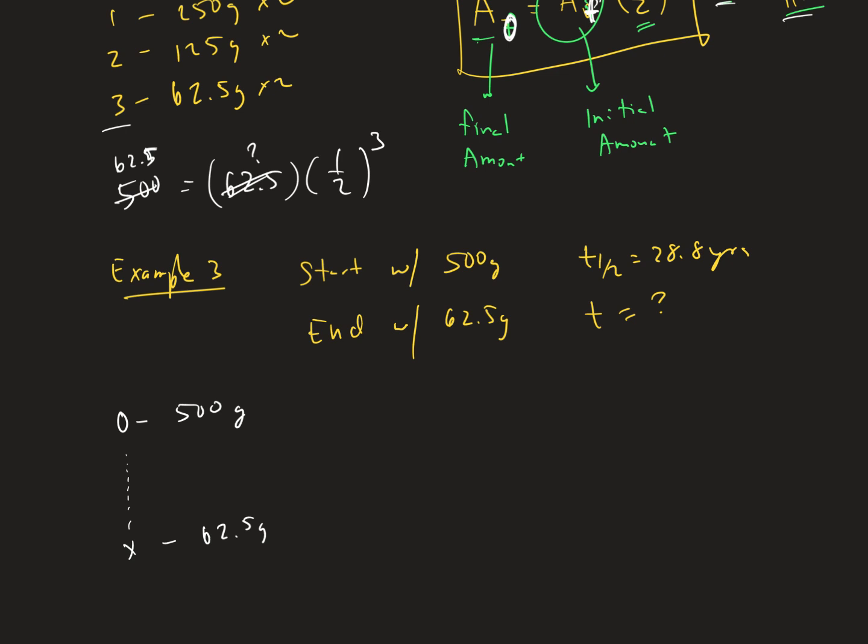How are we going to figure out what this number is? Once we have that number, we can know how long, right? Because each half-life is 28.8 years. If it's 5, we multiply the 28.8 by 5. If it's 2, we multiply it by 2. Does that make sense? Okay. So how can we figure out that number right there?